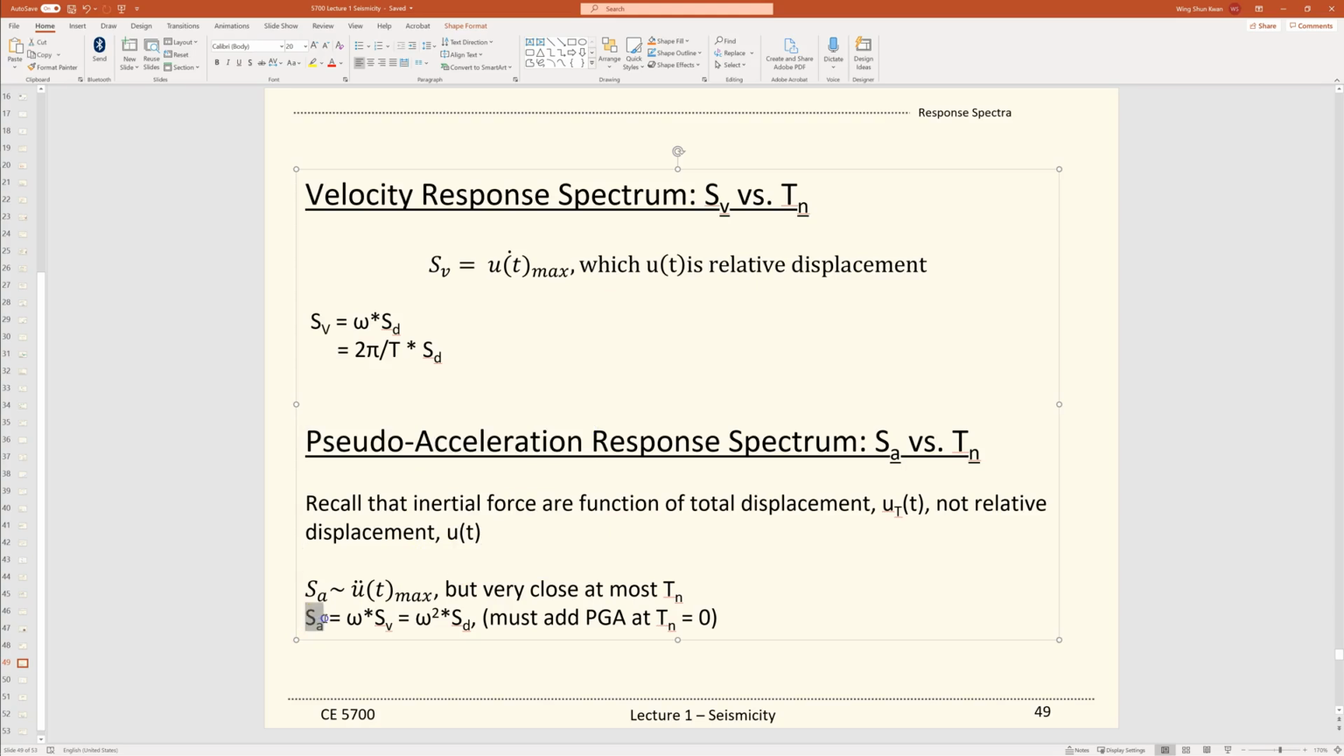And the relationship between the acceleration response will be by the difference of the natural circular frequency. And the PGA, peak ground acceleration, is at the natural time period equal to 0. And most likely the maximum point happens at a period that is very close to the natural period.